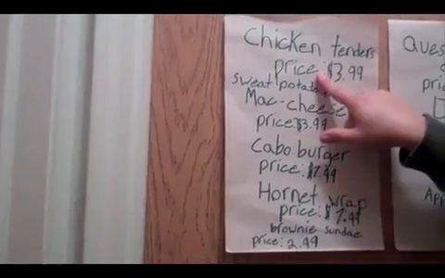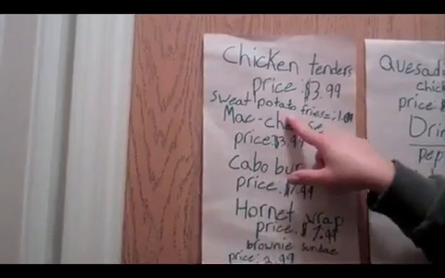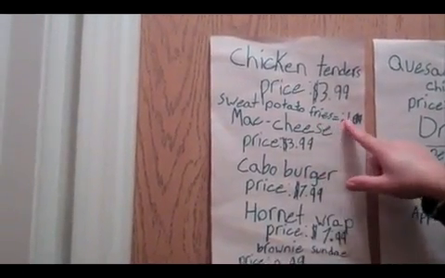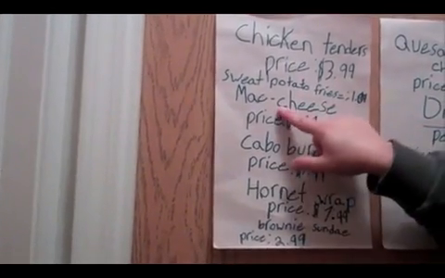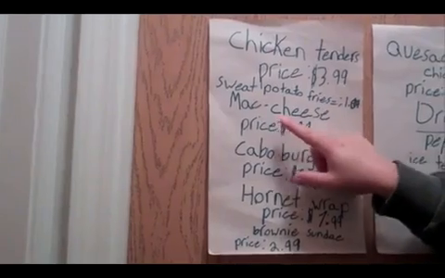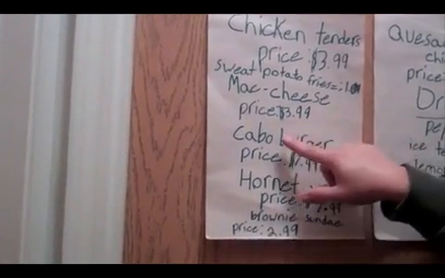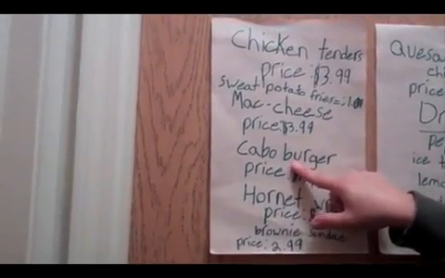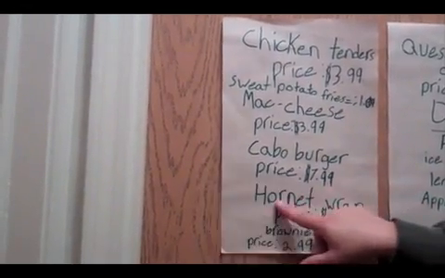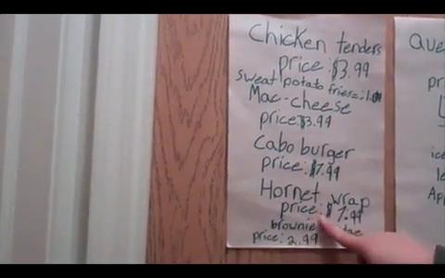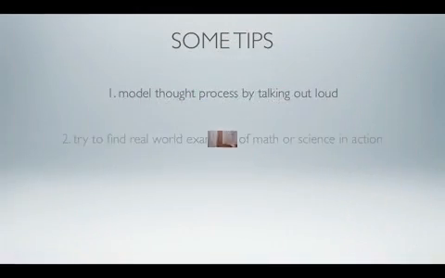Jacob had chicken tenders for $3.99. He added sweet potato fries that cost us $1.09 extra. Kennedy had macaroni and cheese, and hers cost $3.99. I had a Cabo burger that cost $7.99. Mackenzie had a Hornet wrap, and that also cost $7.99.